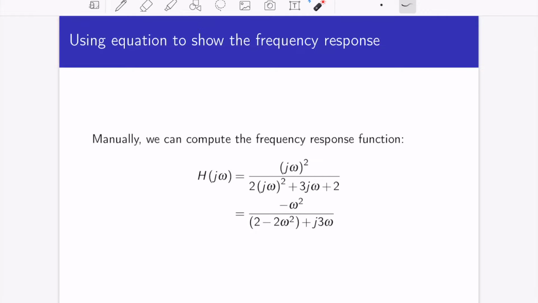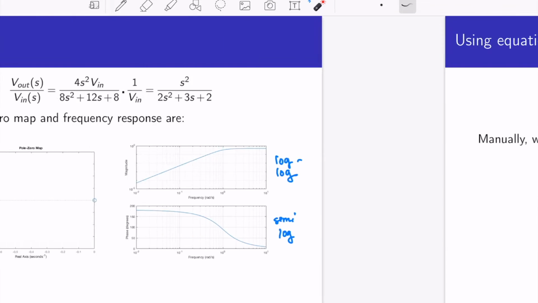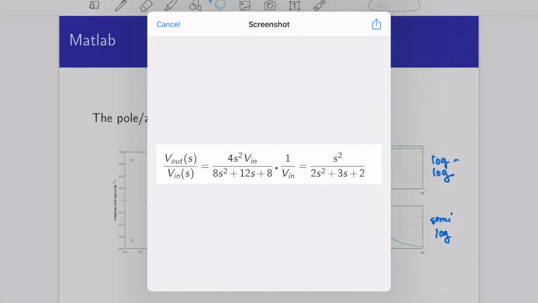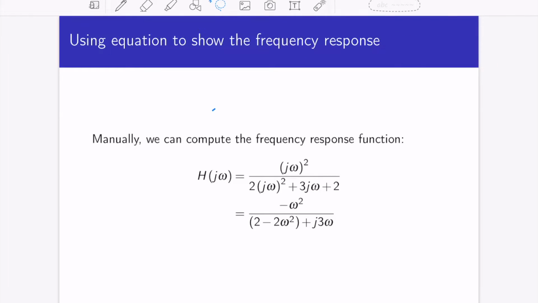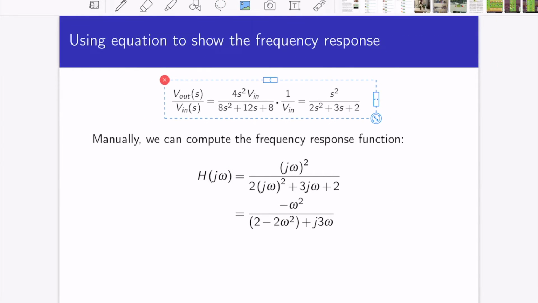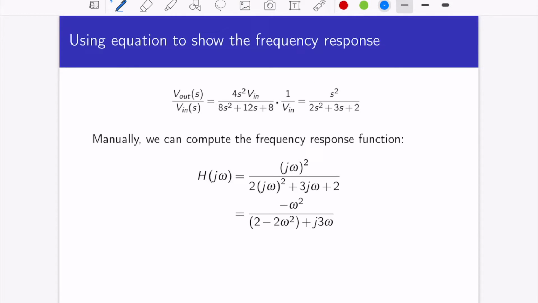Now, let's look at the frequency response function again. Here we have our transfer function written in terms of s. All we need to do then to find the frequency response is plug in s equal to j omega. So that would give us j omega squared on the top. Then you plug in j omega for all the s's and simplify, and you end up with minus omega squared over 2 minus 2 omega squared plus j times 3 omega.